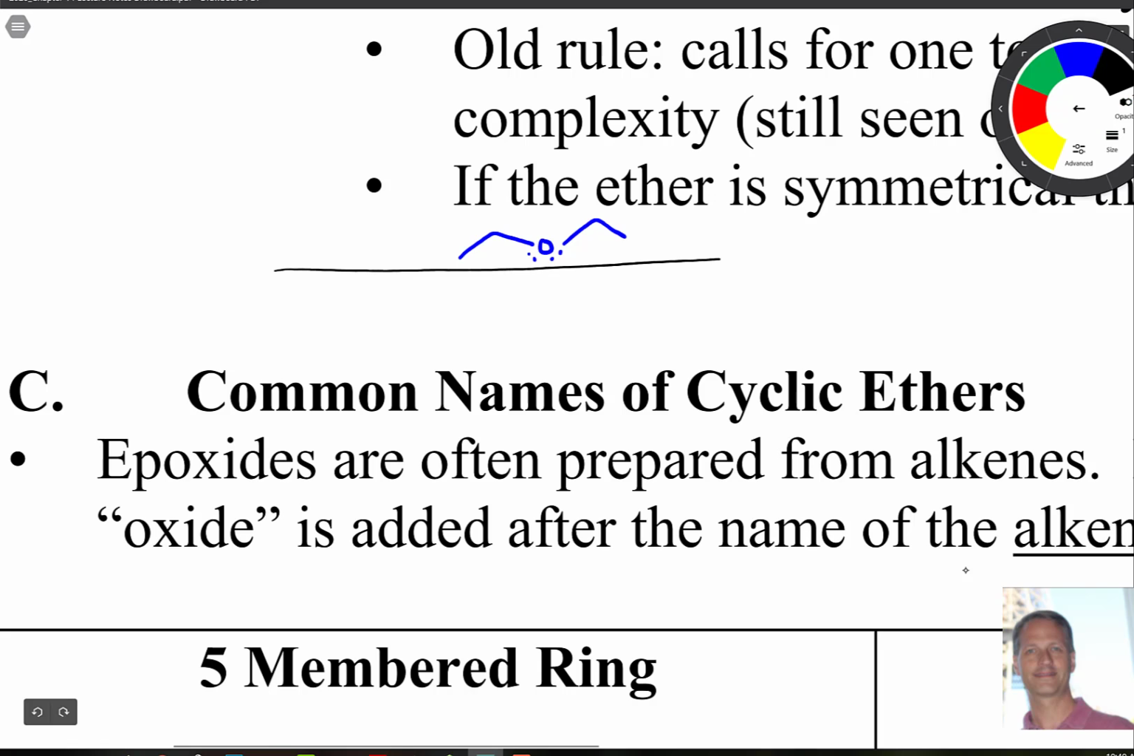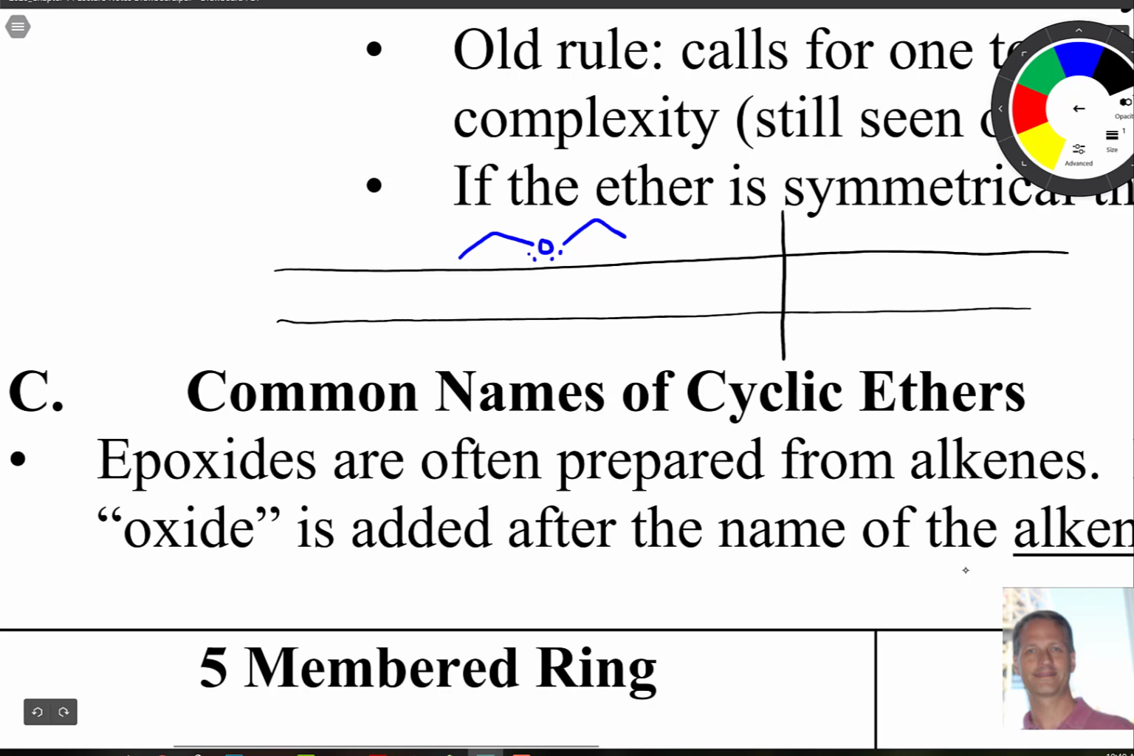So let's make a little table here. Draw a little line. And then what I want to do here is make one more row down here below. And then I want to look at the IUPAC name and then the common name.